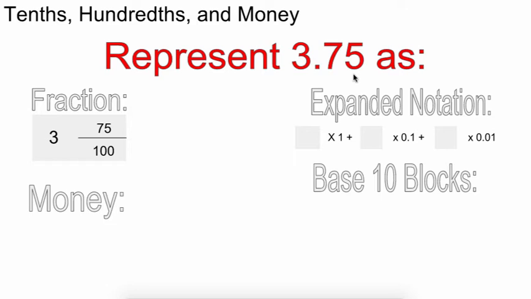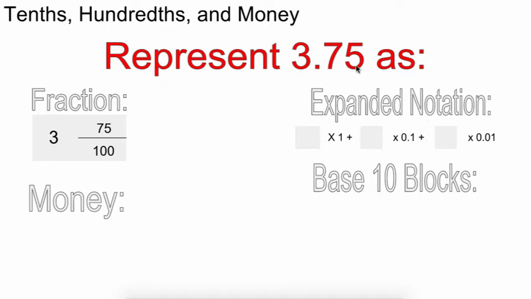Well, how about expanded notation? Remember, we said expanded notation just means we multiply the digit times the value of the place that it's in. So we have the 3 in the ones place, so we're going to multiply it times 1. 3 times the ones place. Then the next digit is the 7, which we will multiply times the tenths place. So 7 times 1/10.